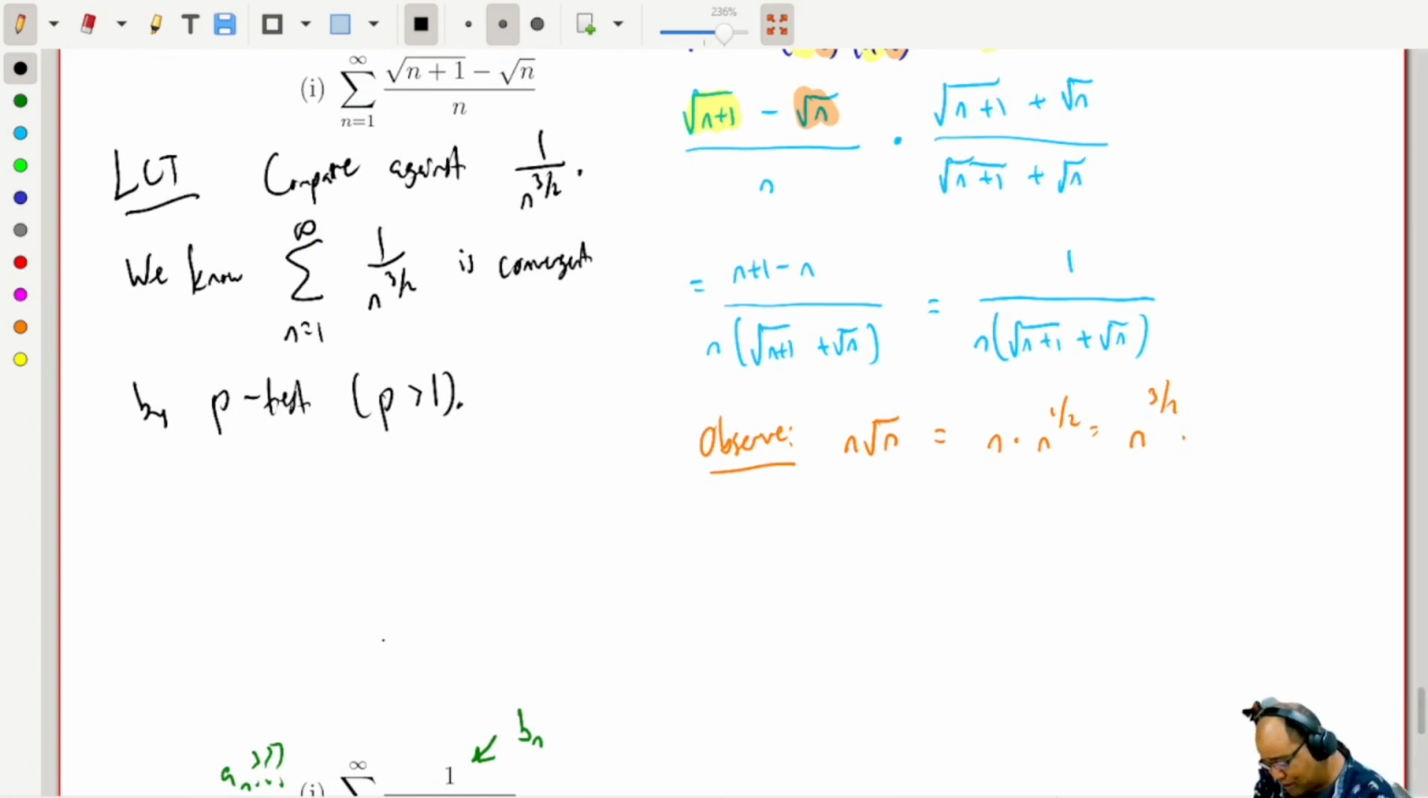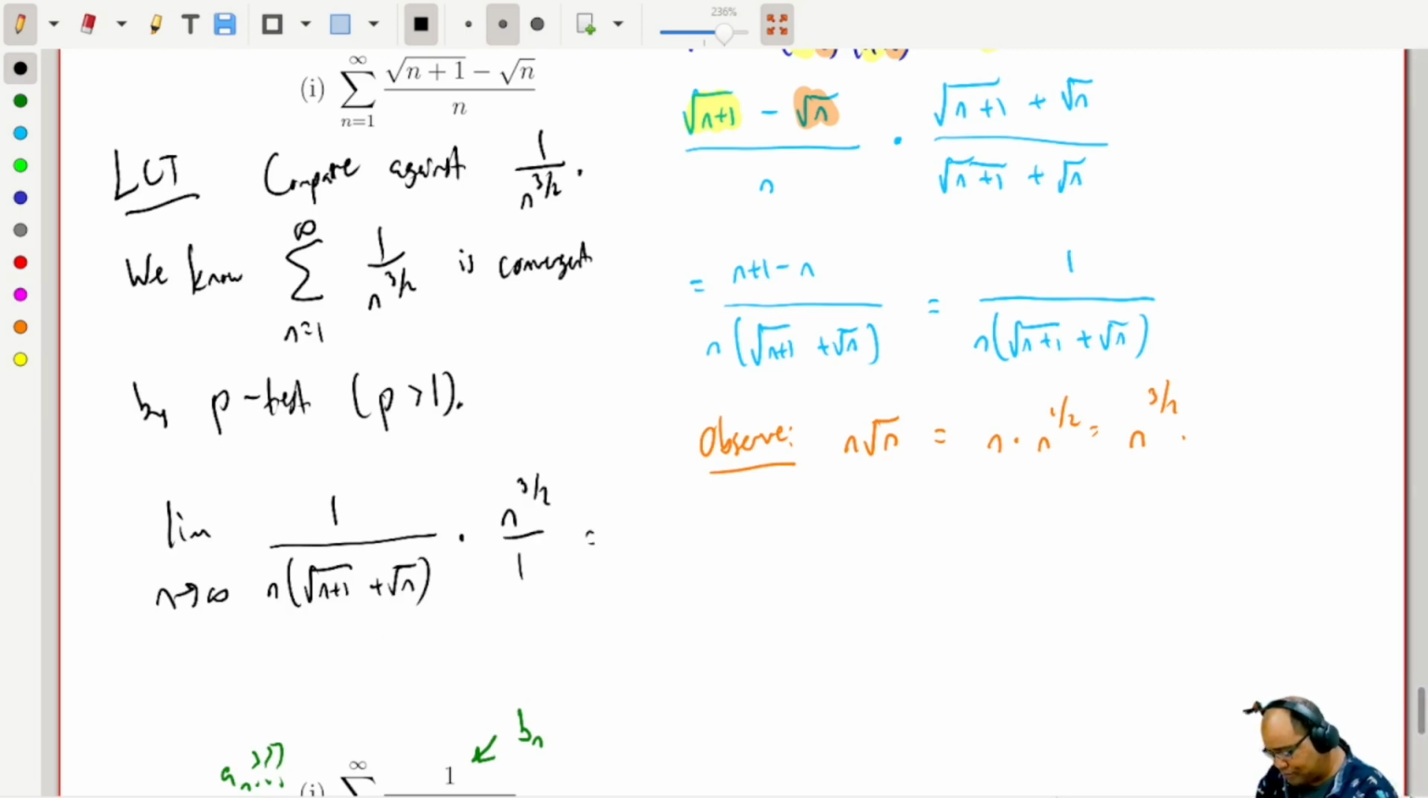So we're going to compute the limit of the quotient here. The limit as n approaches infinity of the mystery series. In fact, I'm going to write it using the simplified form: 1 over n times square root of n plus 1 plus square root of n, and then times the reciprocal of the reference, n to the 3 halves over 1. Now I'm going to do a bit of trickery here. It's just really an algebraic step.